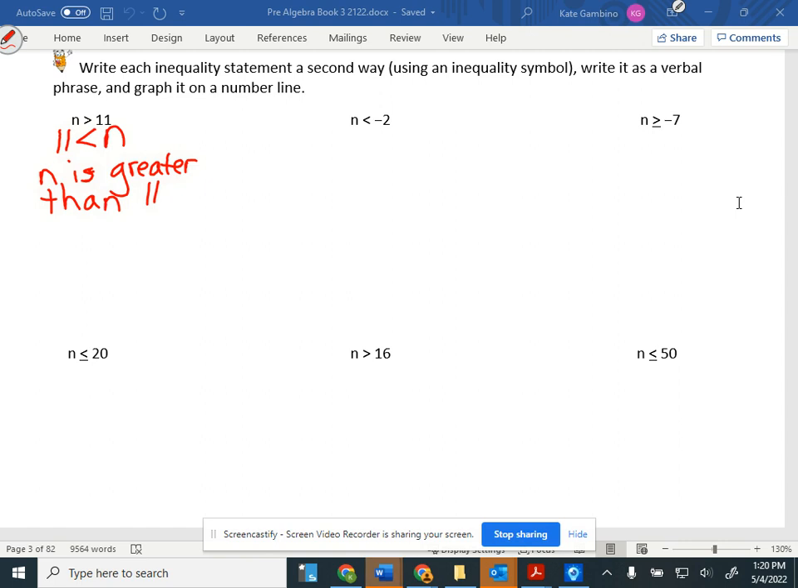Then he says graph it on a number line. So I'm going to draw my line. I'm going to say, okay, here's my 11. So now I need my circle and I need my arrow line. What kind of circle am I going to do? Open or closed? Open. Why open? There's no equal sign under it. So I'm not going to go directly on the line because I want to draw my arrow line. So I'm going to go just above it. Am I going to go to the left or to the right?